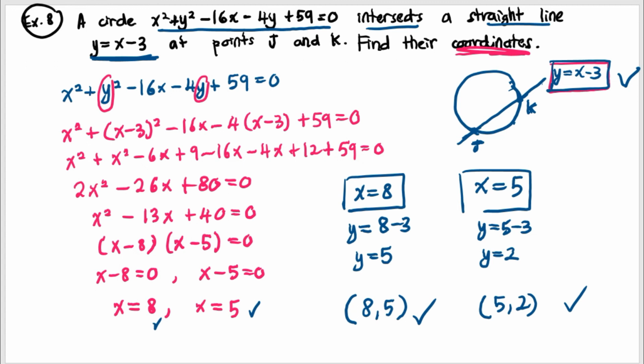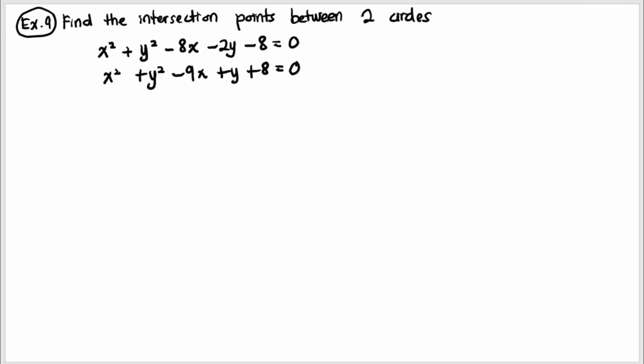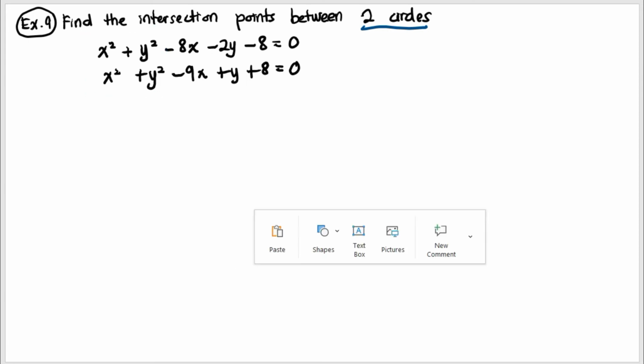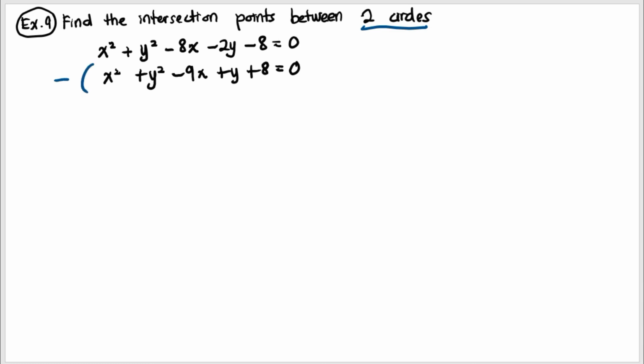All right, finally, let's look at this example. Suppose we have these two circles intersecting. What should we do? This is quite tricky, but it's actually easy. We can actually eliminate the x squared and y squared. How to eliminate this x squared and y squared from both equations? Actually we can take minus.